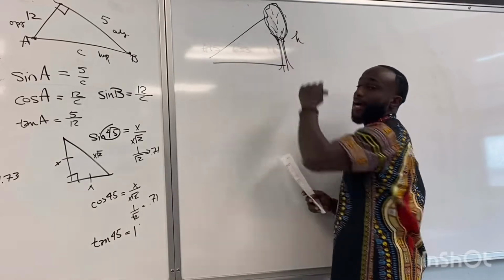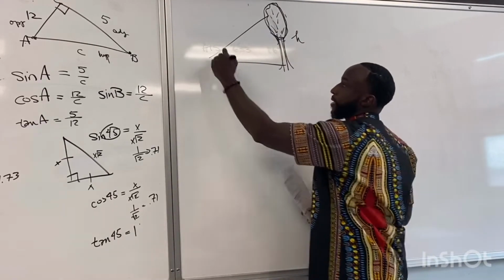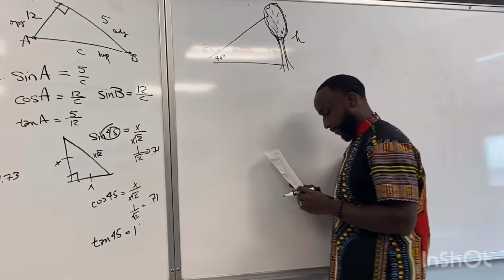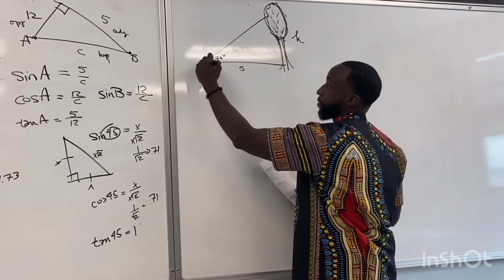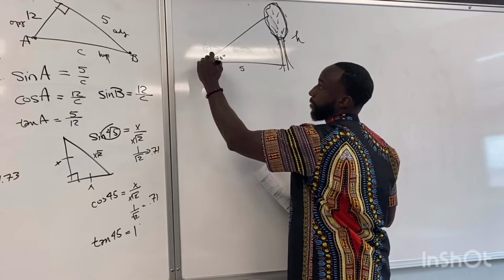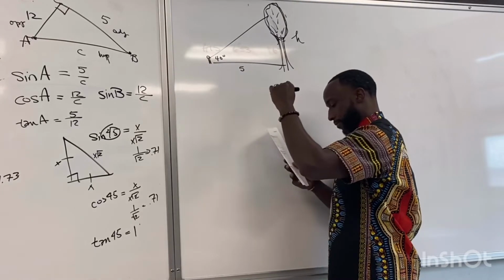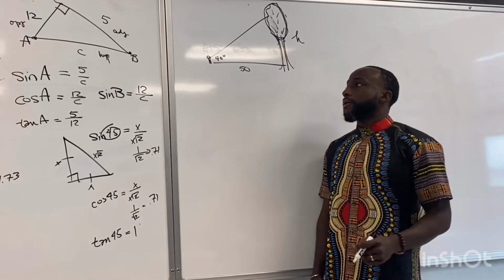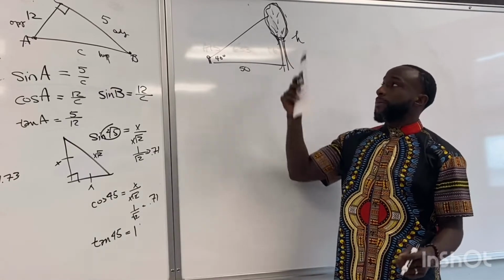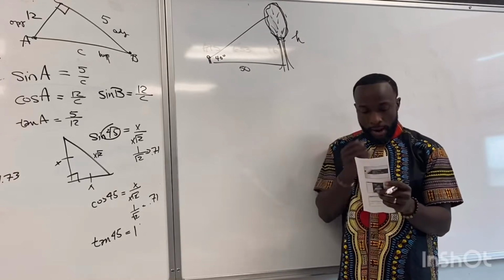All right, so we got a tree. We don't know what the height of my tree is, right? This angle is 40 degrees, and the distance of the person, let's call the person little Caden, is 50 feet away from the tree, right? From Caden's feet to the top of the tree, we're gonna figure out what the height is, right?